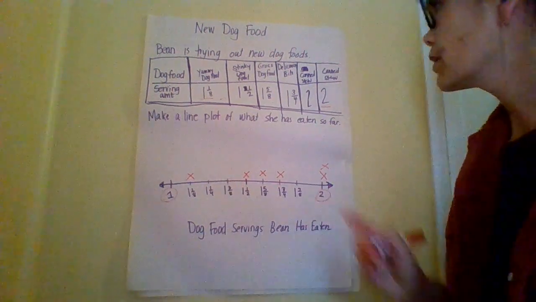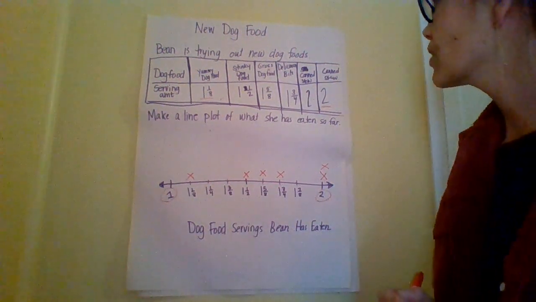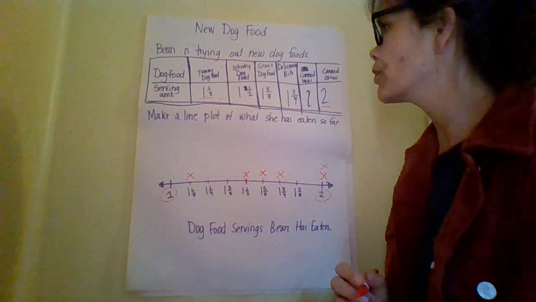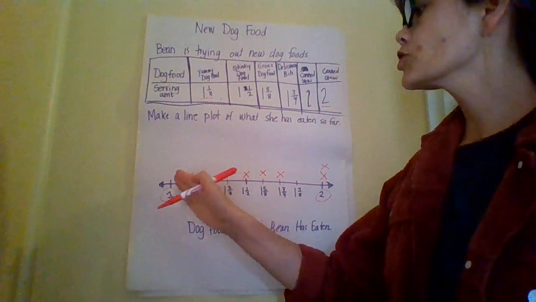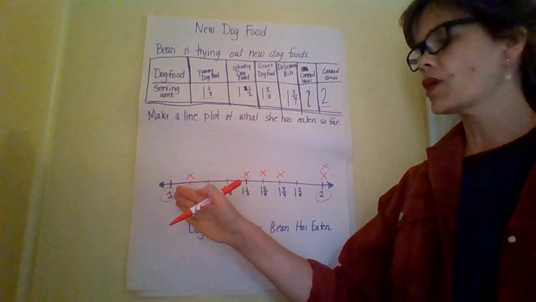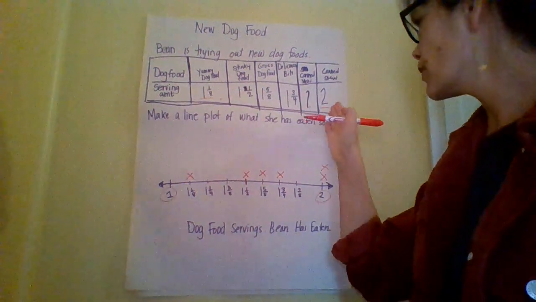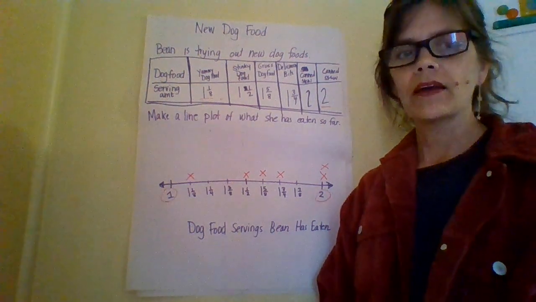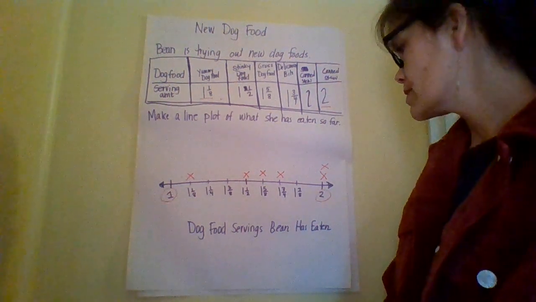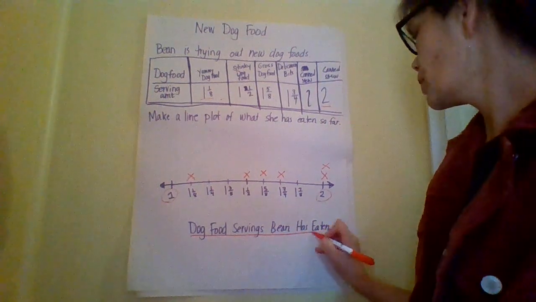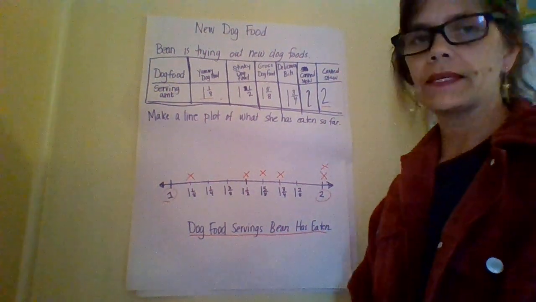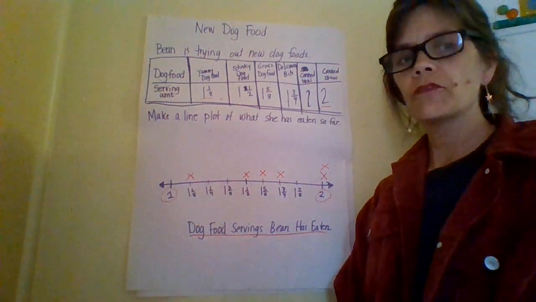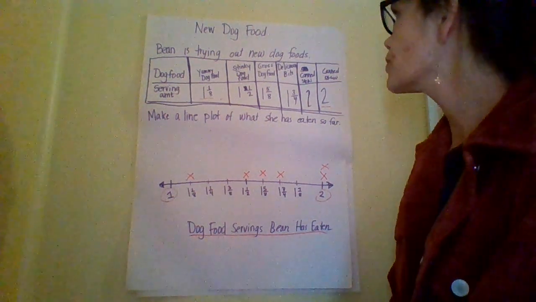So here's what a line plot of this data looks like. Anytime you have a repeating number, you stack X's on top of each other. And your job as the designer of the line plot is to find the smallest number and the largest number and to make equal spaces inside of that range. And then you title your line plot. Food Servings Bean Has Eaten is my title. So that is a quick overview of constructing a line plot with some data.